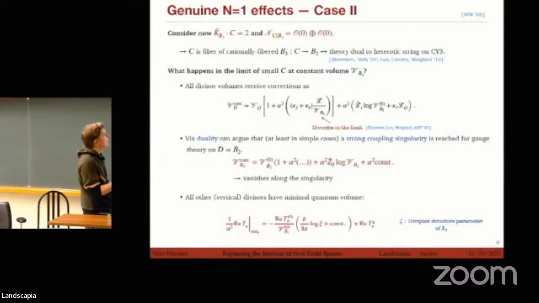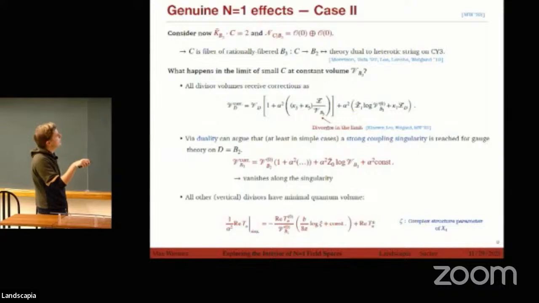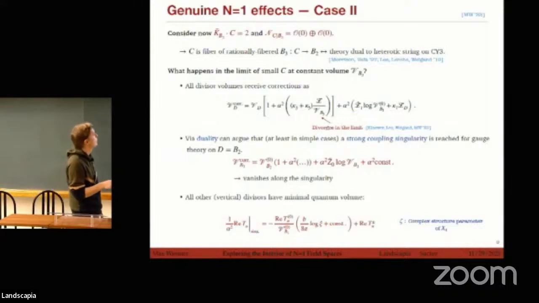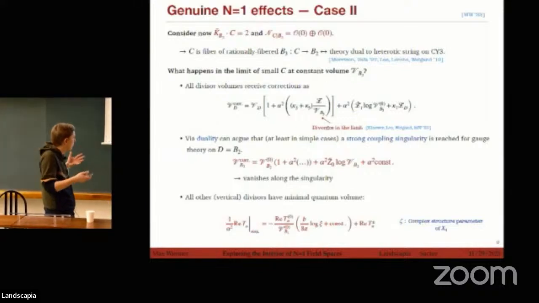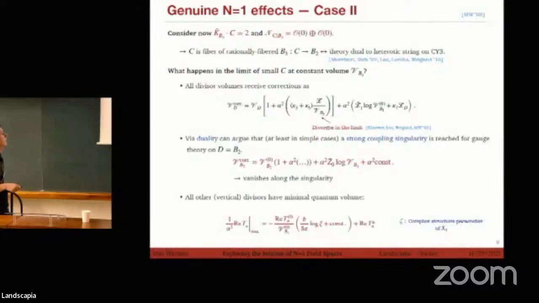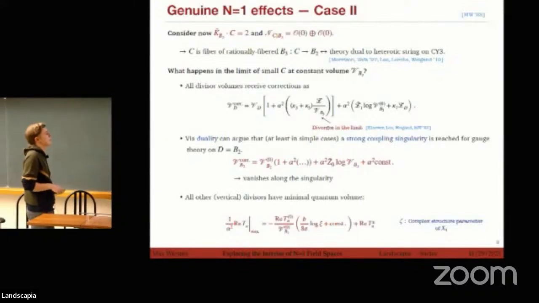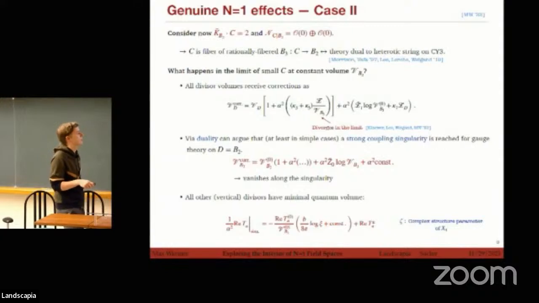So we see that here we reach a strong coupling singularity that you would not have seen from the N equal to 2 parents, or like if you would just apply N equal to 2 logic. And we see a mild mixing between the complex structure parameter of X4 and the base B3.